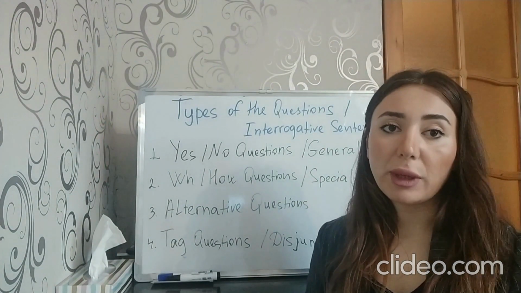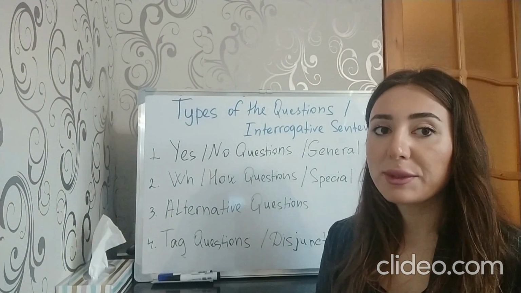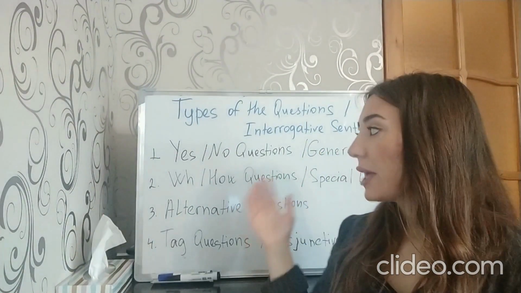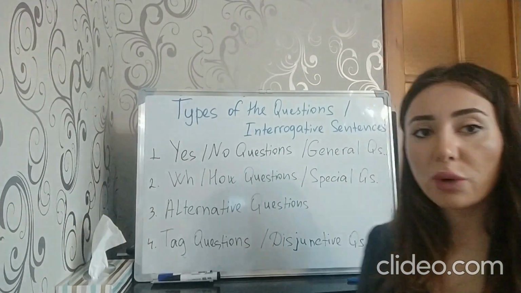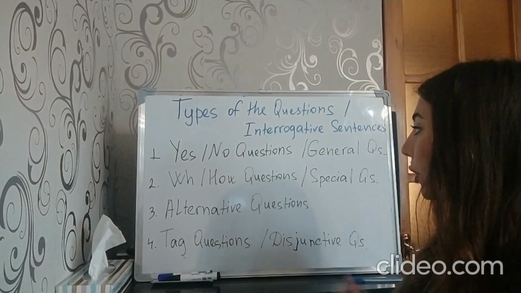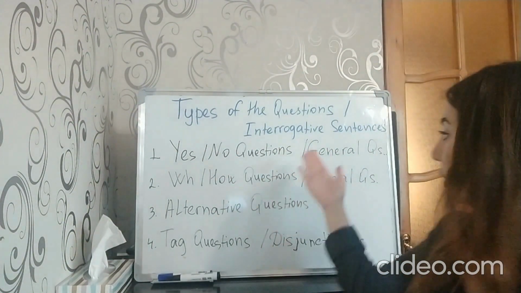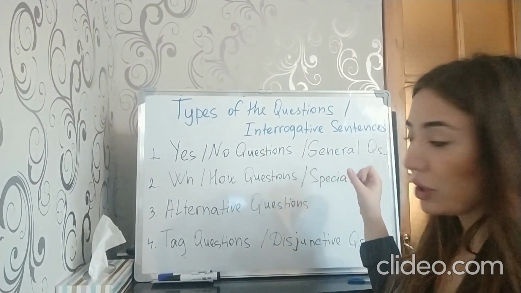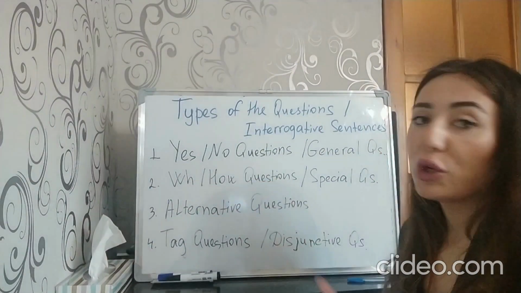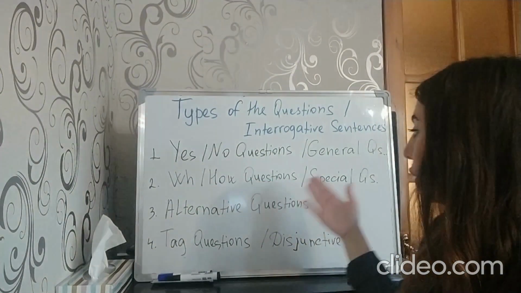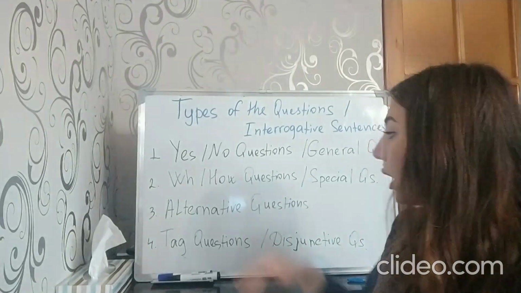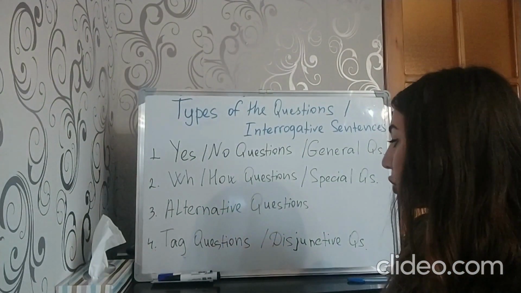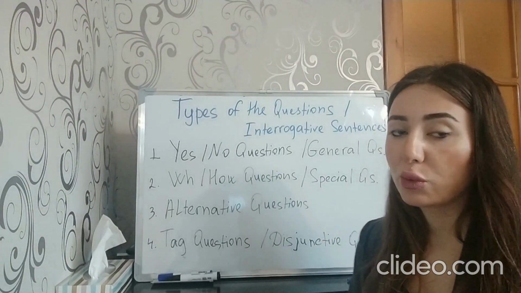In today's video, I'm going to talk about the question types, or what we also call interrogative sentences in the English language. As you see from the board, there are 4 types of question in English. It's yes-no questions, or what we also call general questions. Q, as I shortly presented, stands for question. The second type is WH or how questions, which we also call special questions. The third is alternative questions, and the last one is tag questions, or sometimes we call them disjunctive questions.